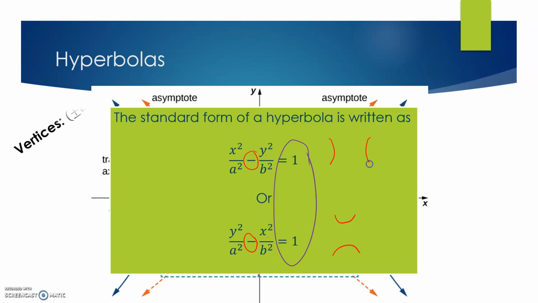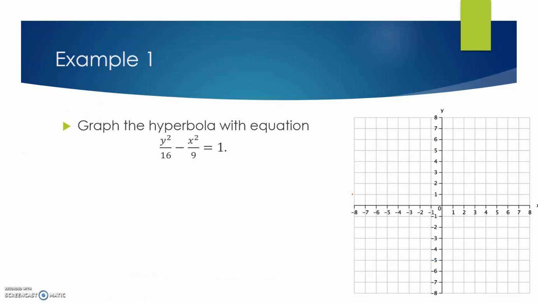Okay. So we have vertices then at plus or minus a comma 0. So let's just jump right in. Graph the hyperbola with the equation y squared over 16 minus x squared over 9 equals 1. So I'm saying, okay, my y squared comes first. So if y squared comes first, I know that it's got to open like this.